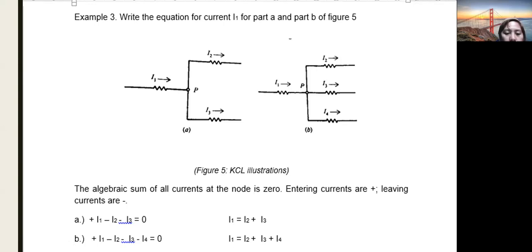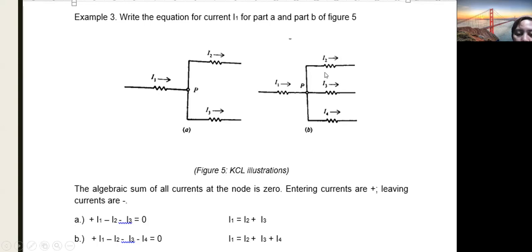Question. Why is it I1 minus I2 minus I3? Okay, Eric. Here it will become I1, therefore it will be I2 plus I3. Okay, so transposition. Then letter B, figure 5B.